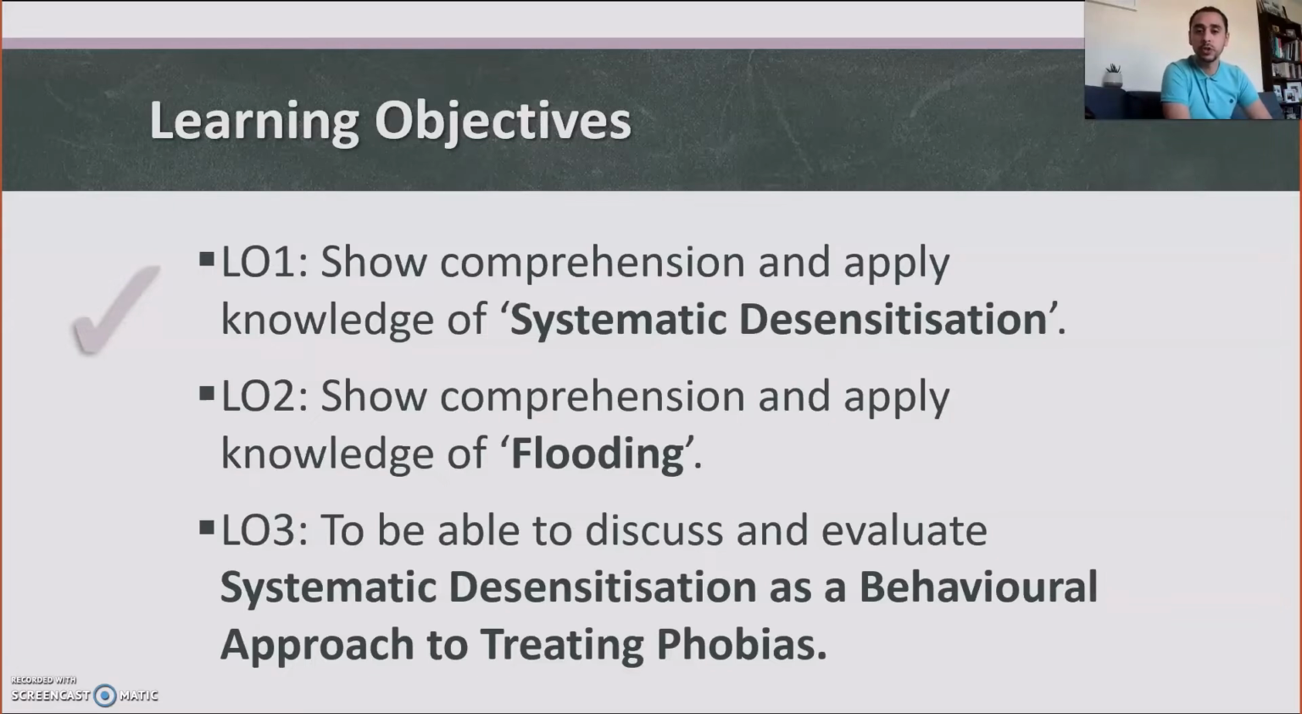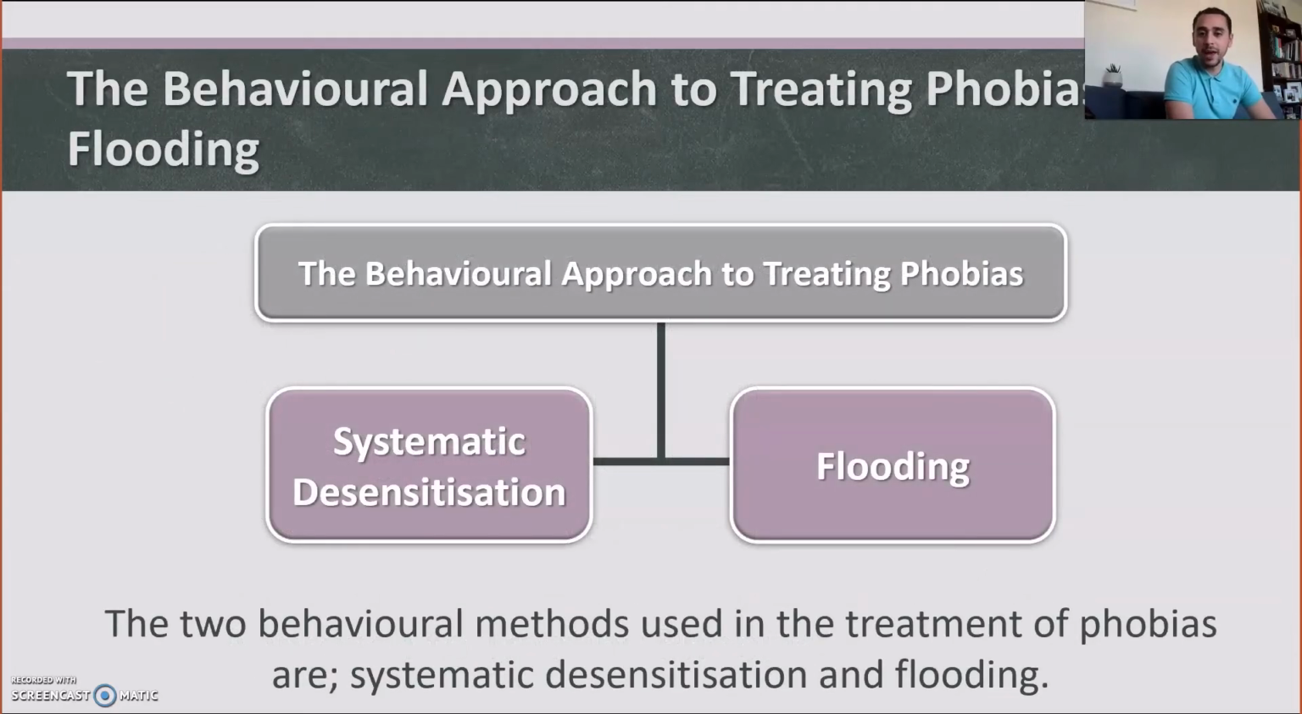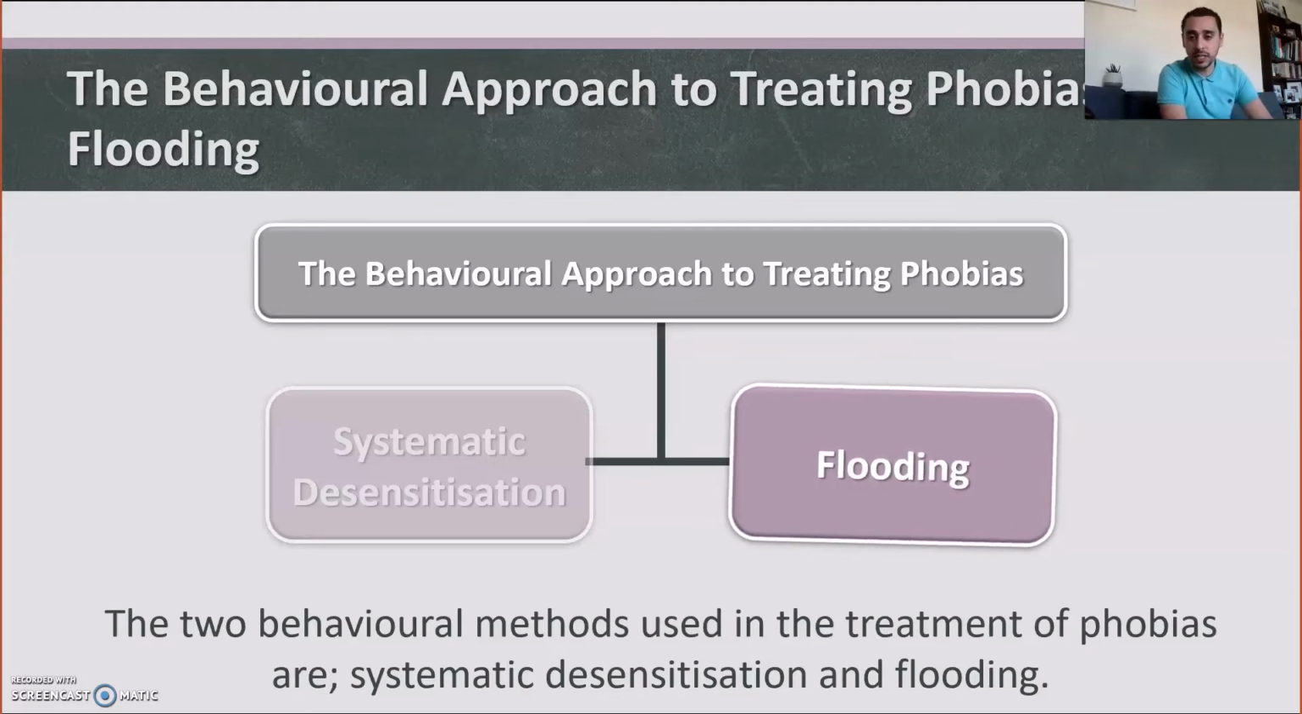Let's move on to learning objective 2, which is show comprehension and apply knowledge of flooding. So the two behavioural methods used in the treatment of phobias are systematic desensitization and flooding. Now we're going to have a look at flooding. Remember, in the exam, they could give you a 16-mark essay on discuss the behavioural approach to treating phobias. That's a completely different essay if they said discuss the behavioural approach to explaining phobias. It's one word difference, but everything you write might be absolutely irrelevant, right? You need to remember the difference between explaining phobias, which is the last lesson, and treating phobias, which is this lesson.